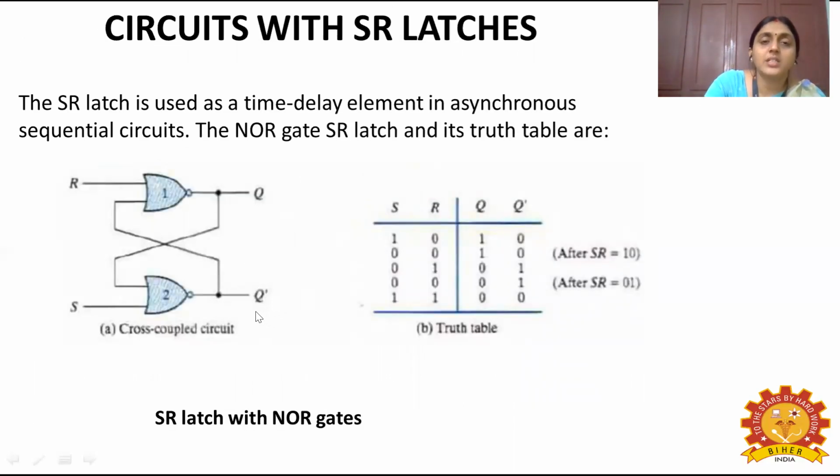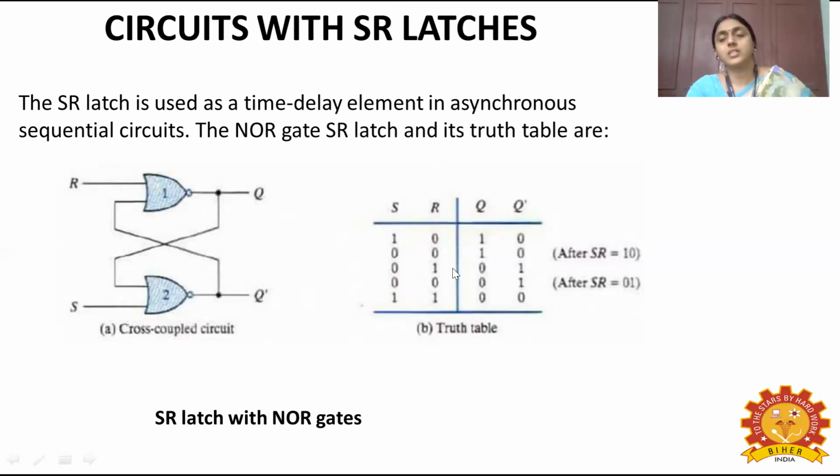And now we will see the circuits with SR latches. The SR latch is used as a time delay element in asynchronous sequential circuits. The NOR gate SR latch and its truth table are given here. In the logic diagram we can see the cross-coupled circuit with two NOR gates, where R is given as one of the inputs and S is given as the other input, and the next state is determined by Q and Q dash.